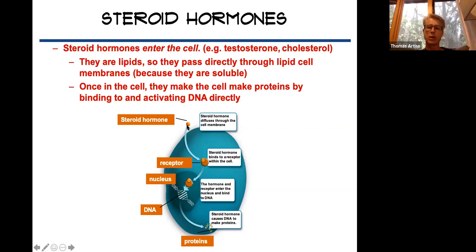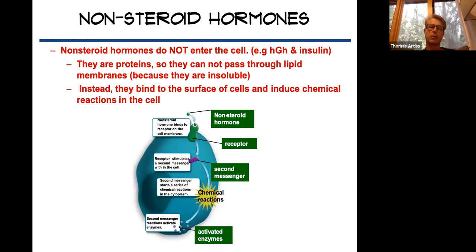Now, again, the reason that steroid hormones can slip through the cell membrane is because they're lipids, and the cell membrane is lipid, and so like dissolves like, and so the steroid hormone is able to pass directly through and directly start to activate the cell to produce a particular protein. Last but not least, there are non-steroid hormones. Again, these things don't and can't enter the cell. So the changes that they induce happen by binding to a receptor on the membrane of the cell.